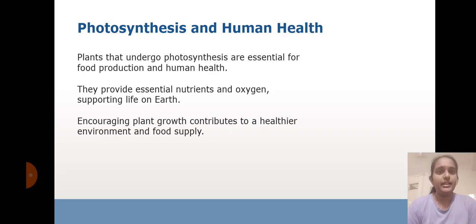Photosynthesis and human health. Plants that undergo photosynthesis are essential for food production and human health. They provide essential nutrition and oxygen supporting life on Earth. Encouraging plant growth contributes to a healthier environment and food supply.